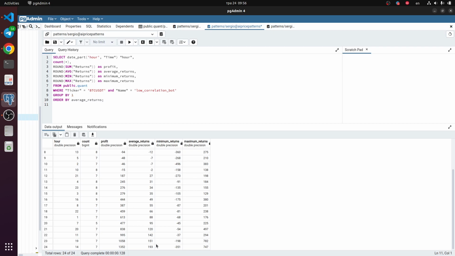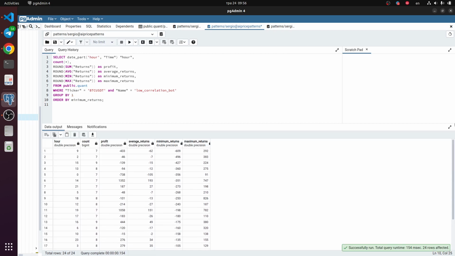Okay, let's do order by minimum returns. I would like to understand what are the not profitable hours. Okay, it was not profitable in this time, but we have only seven count. We need more information.